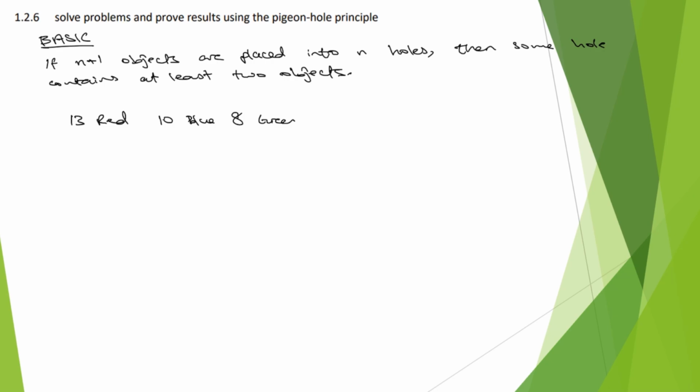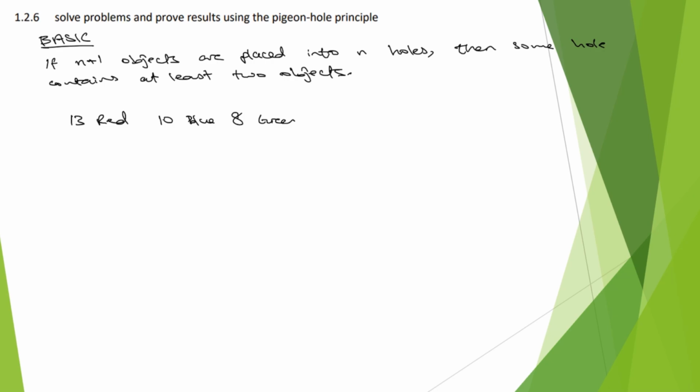Okay, so in this case, the pigeonholes are the colors, right? And what I'm trying to find is the number of pigeons I need in order to have at least one pigeonhole containing at least 2 objects, right? So what I'm trying to find is the number of pigeons. When I'm trying to find the number of pigeons, the worst case scenario approach is the better approach.